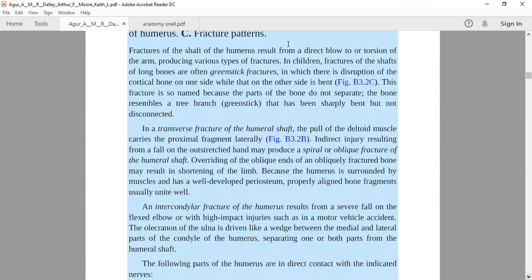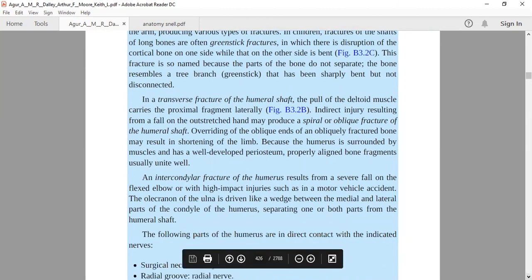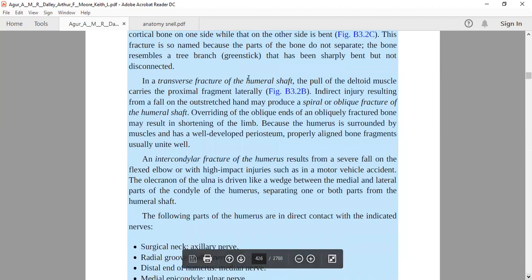Fracture of the shaft of humerus results from a direct blow to or torsion of the arm, producing various types of fractures. In children, fractures of the shaft of the long bone are often greenstick fractures, in which there is disruption of the cortical bone on one side while that on the other side is bent. This fracture is so named because the parts of bone do not separate. The bone resembles a tree branch, a green stick, that has been sharply bent but not disconnected. In a transverse fracture of humeral shaft, the pull of the deltoid muscle carries the proximal fragment laterally. Transverse fracture of humerus.